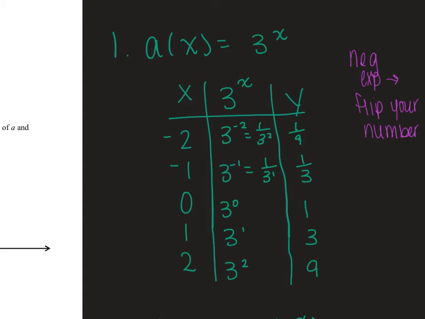So we had 3 to the negative 2, so that became 1 over 3 to the second, which becomes 1 over 9. And you can see the same thing happen down here with our negative 1. We had 3 to the negative 1, which became 1 over 3 to the 1, which became 1/3.